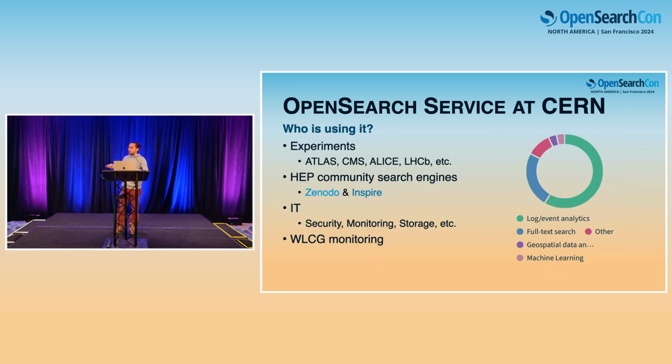Now, why do people use OpenSearch at CERN? Mostly it's for log analytics. For experiments, there are lots of applications that store their logs in OpenSearch. There are search engines like Zenodo or Inspire that are specific to the high-energy physics communities. And in IT, security is a big consumer of OpenSearch, as is monitoring, of course, and it's also part of the computing grid monitoring solution.